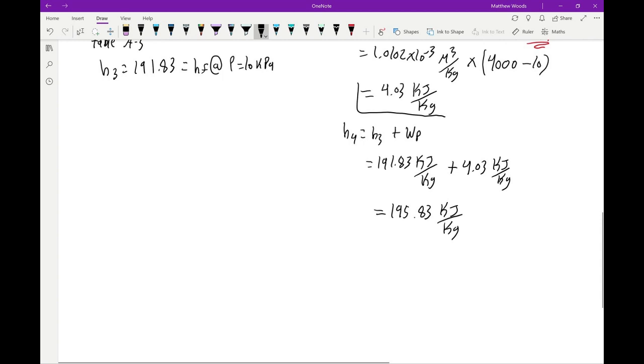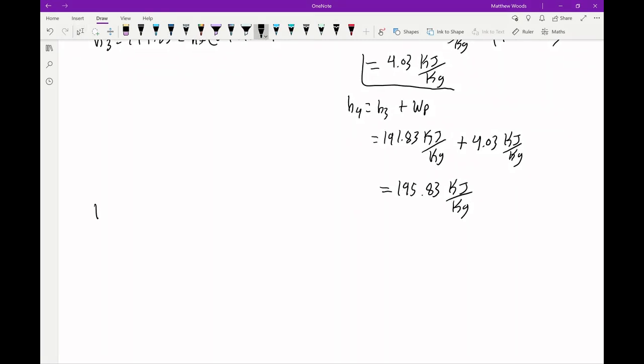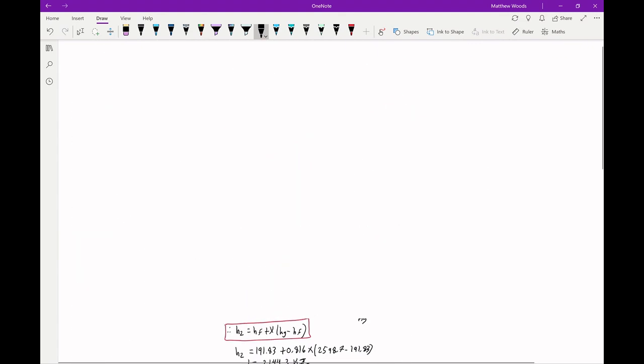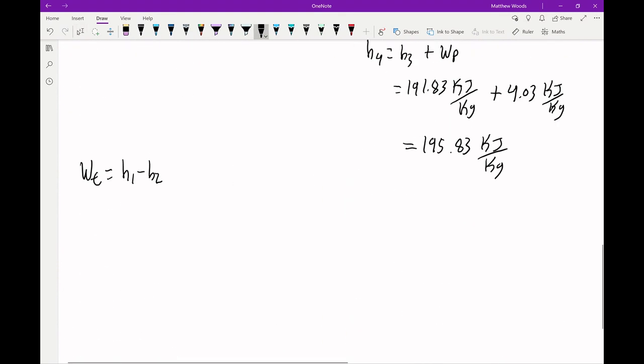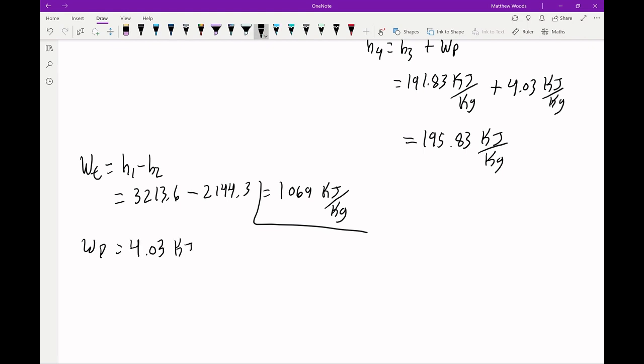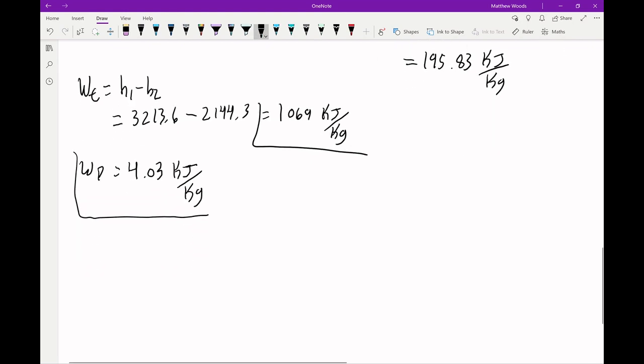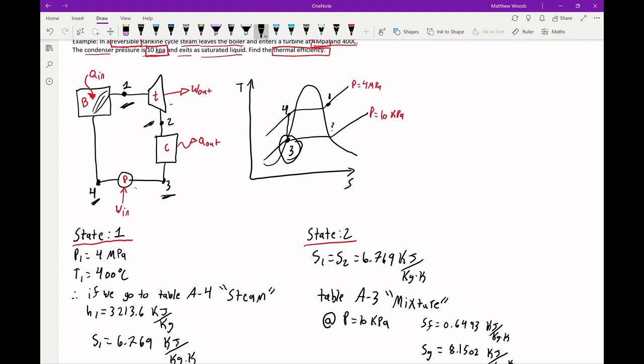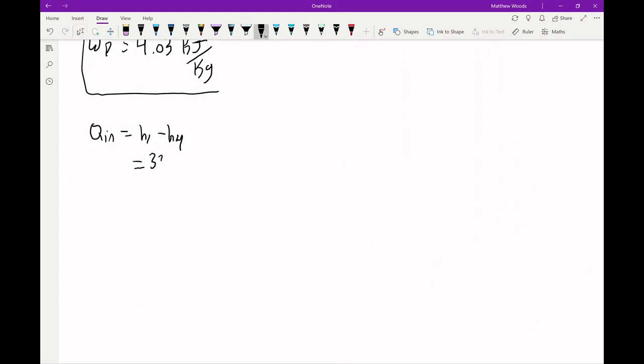The next step will then just be to find the turbine work. And we can determine this by going above and looking. So we go from state point 1 to state point 2. Therefore, we just subtract H2 from H1. We already just calculated the work of the pump above, so we can get that value. And lastly, we'll need to determine Q in. So going back to the schematic above, we can see that it is H1 minus H4. We just simply subtract H4 from H1, and we have our Q in value.